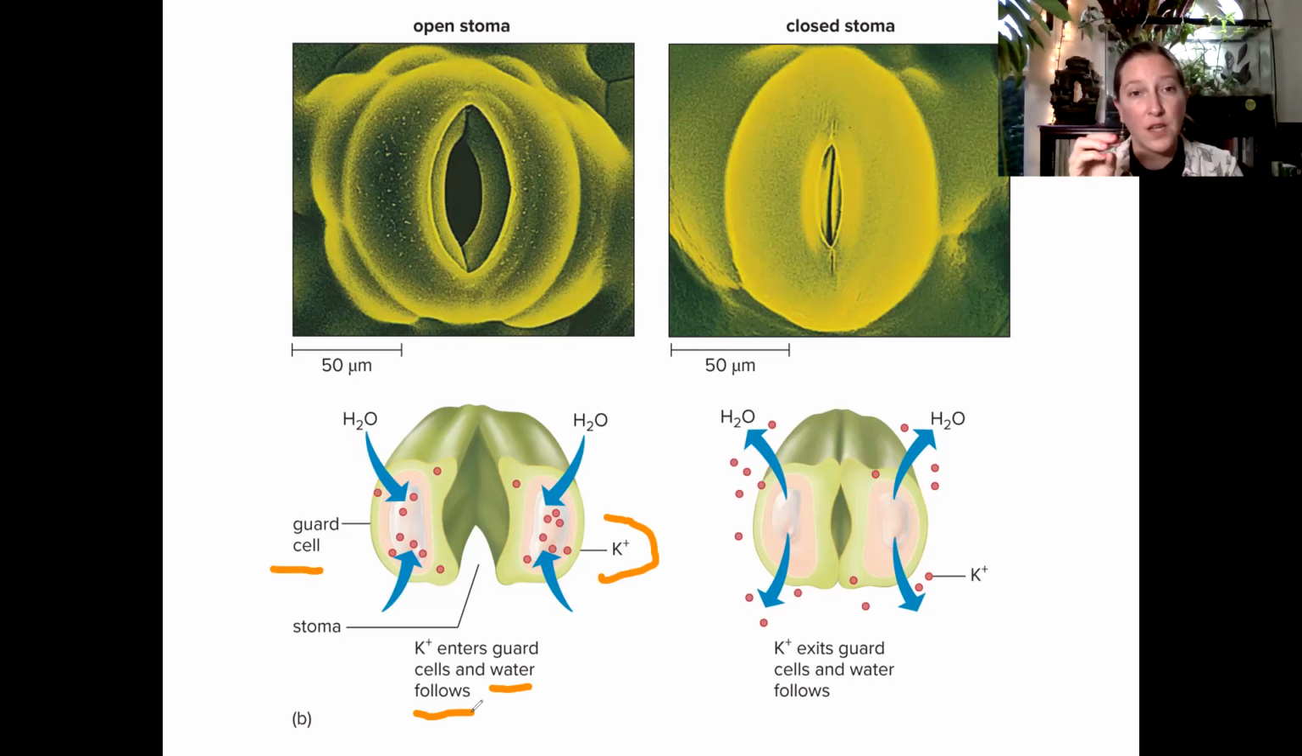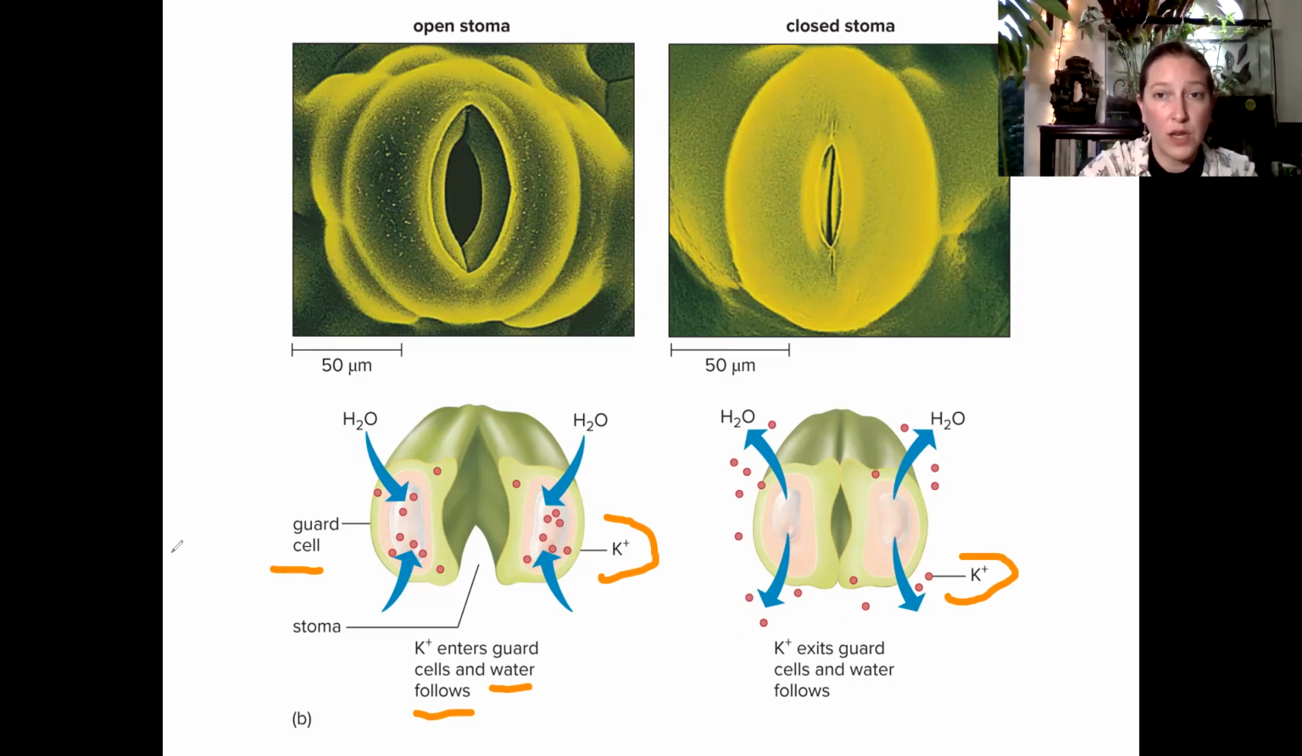And in the case of the guard cells, when the water causes that pressure, it makes them get so full of water that it forces them open, and thus the stoma will be open. On the other hand, if these charged particles, these ions, leave the guard cells, water will also leave the guard cells, and the result will be the guard cells will fall closed, and the stoma will be closed, and thus no water vapor will be able to be released.